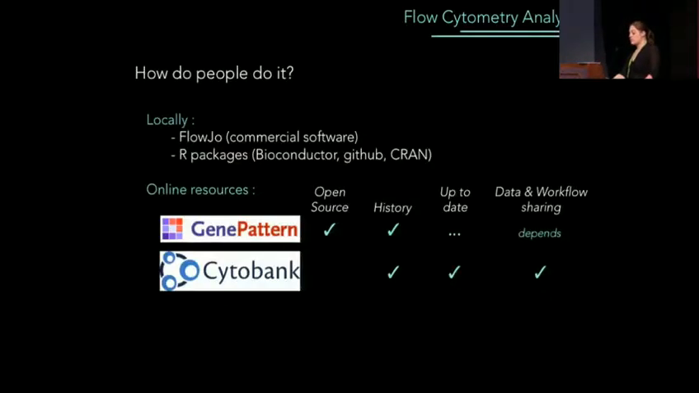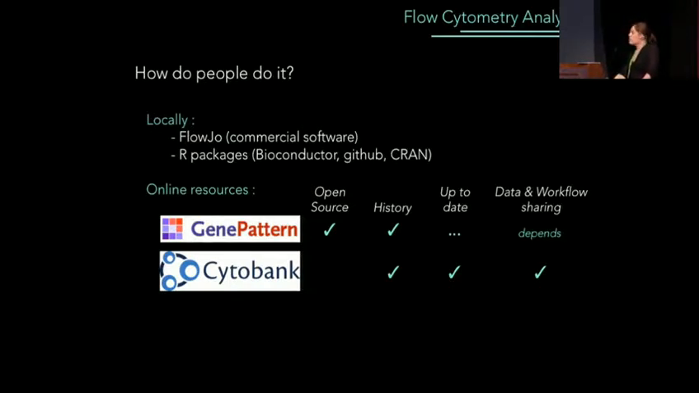Okay, so how do people do this? They can do it one of two ways. They can either do it locally by using a commercial software. The most famous one is called FlowJo. It's a commercial software, so it really depends on what they want to put in the software. Not necessarily very flexible if you have a very specific type of analysis in mind.